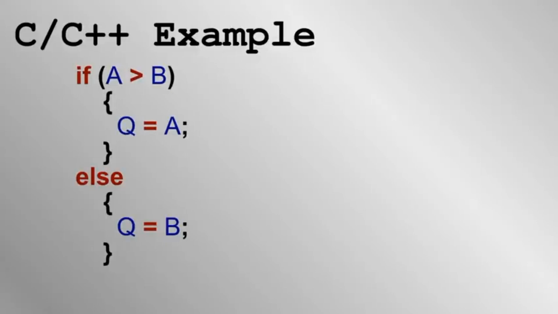If A is greater than B, set Q to be A. Otherwise, when B is greater or equal to A, set Q to be B. In other words, the number Q will end up with whichever number is larger out of A or B. This is easy to understand for the programmer and anyone who tries to read it.